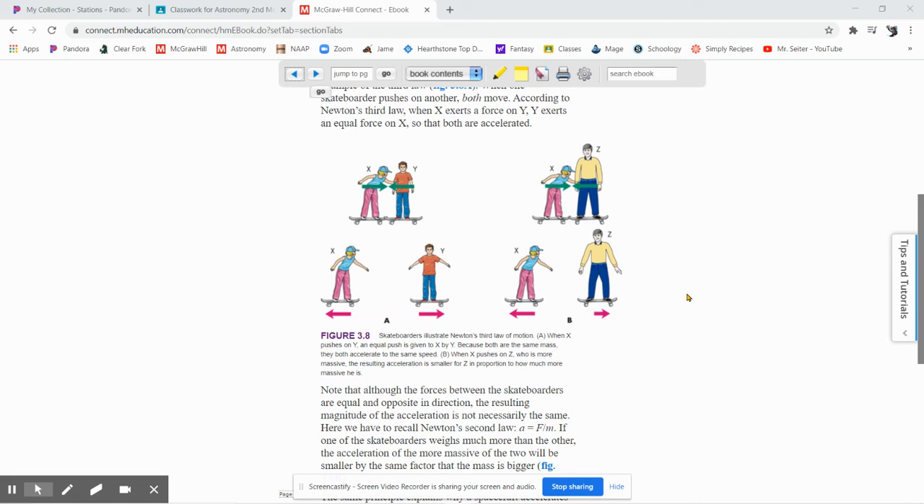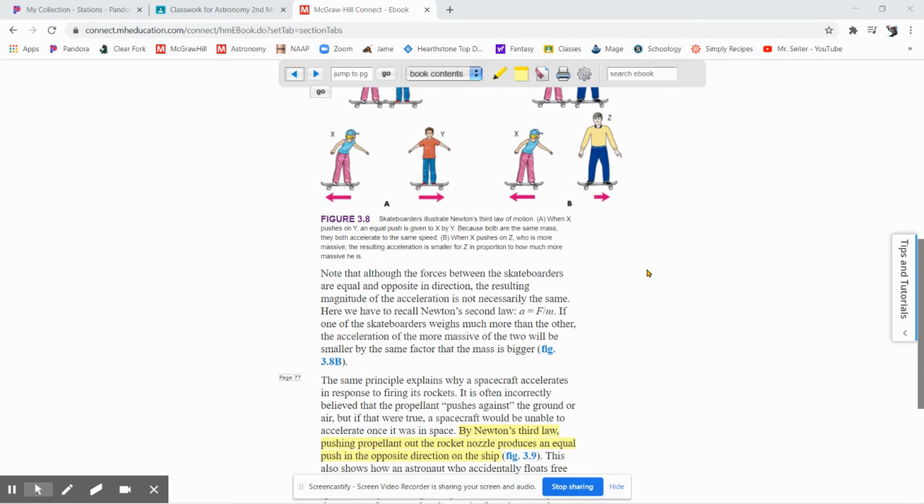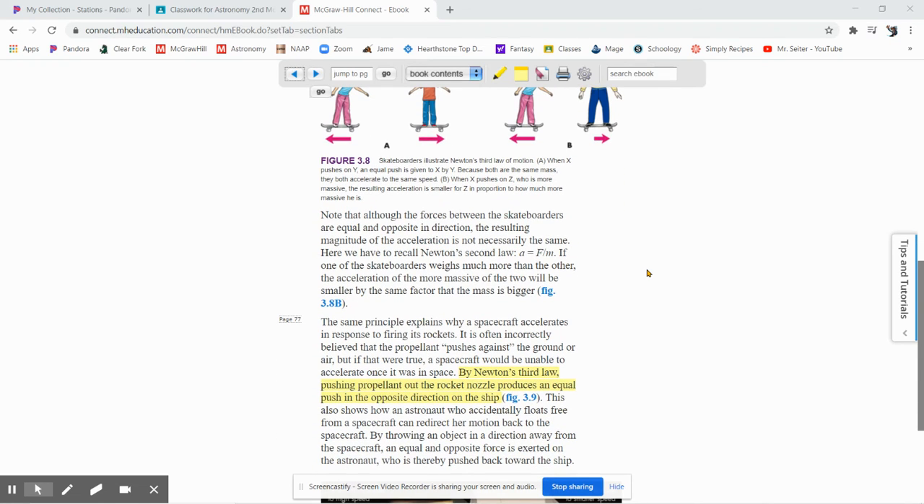For every force, there's an equal and opposite force. Okay, so the girl is going to push on the boy, but since the boy is larger, he has a smaller acceleration. She has a higher acceleration. F equals ma. All right.